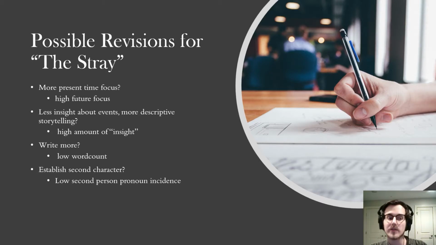So going into the revision for The Stray, these are things that we wanted to look at, but not necessarily change every single one of these. Can we get it more present time focused? Can we decrease the insight and increase the storytelling? Can we just write more, make it a little bit longer? And can we establish that second character to provide more interest to the story?